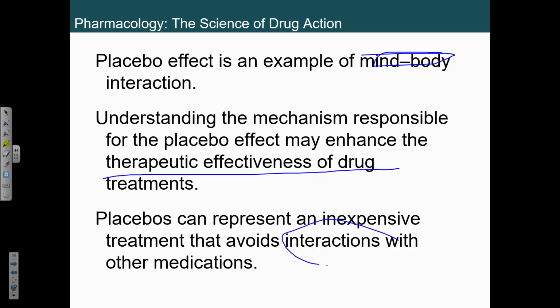The nice thing about placebos is, guess what? They don't interact with other medications. This is a big concern, right? Drug interactions. Because you can take one medication to fix one problem, and you're taking a medication to fix another problem. The two of them together may make a third problem for you. And that is obviously a problem.